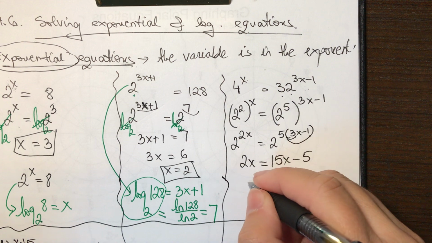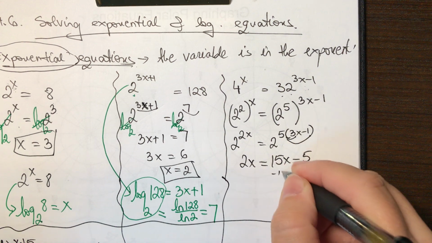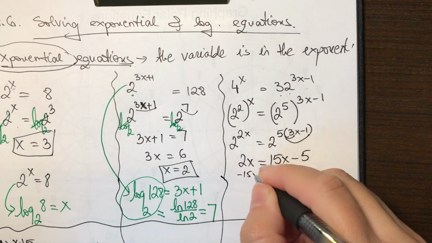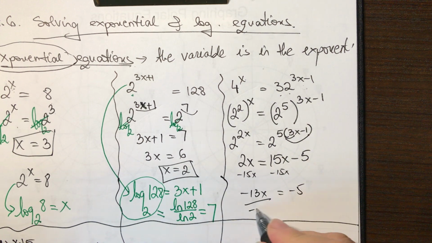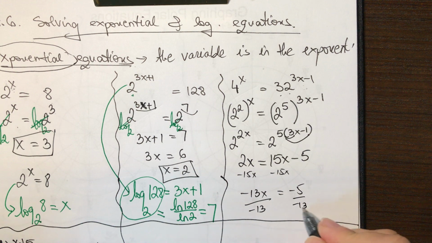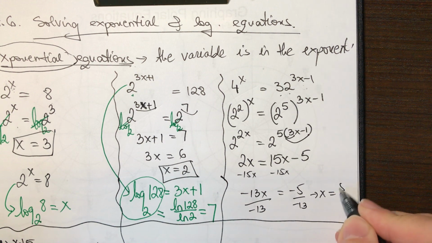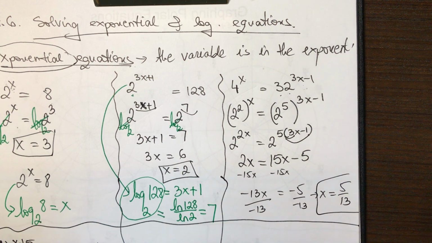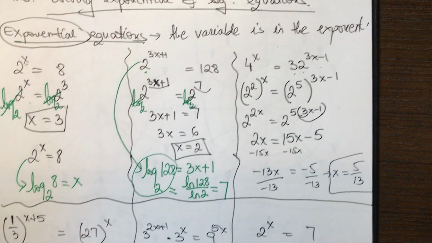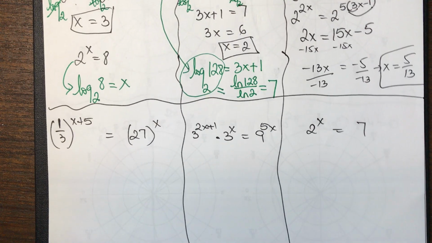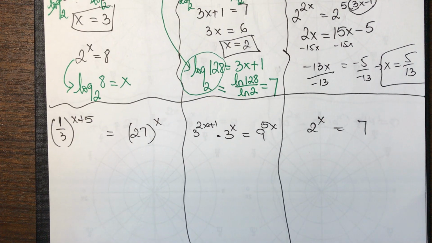So I'm going to subtract the 15x over, and I'll get negative 13x is negative 5. Great. Divide by negative 13. So x is going to equal 5/13, whatever it is. Doesn't have to come up pretty. All right. Getting the hang of it. So we're using rules of exponents, right? It's an exponential equation. So sure enough, this is the stuff that we need to be ready with.